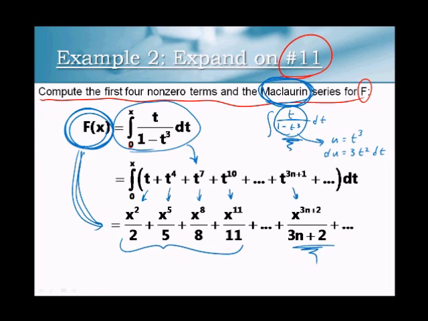Okay, then that's it for homework-based problems. I've got two more examples, and then we'll call it a day.